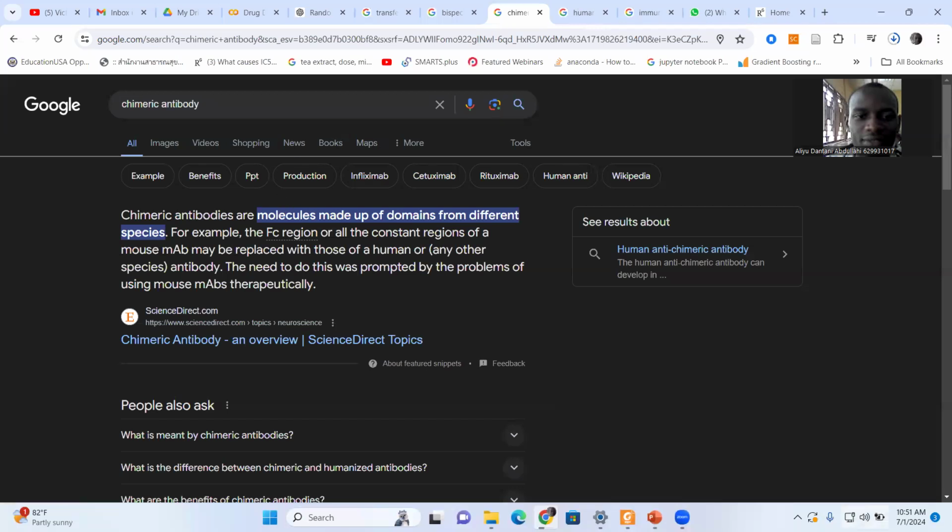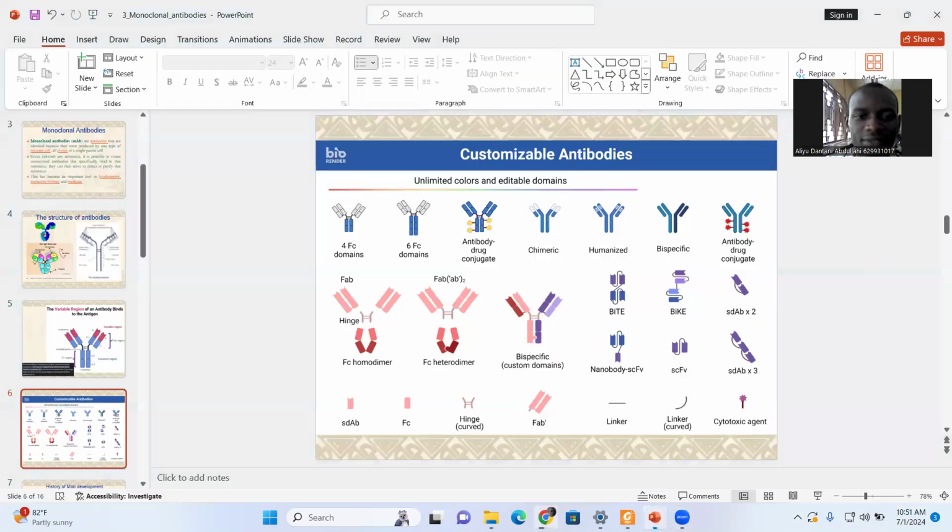What is a chimera? You should know what that is. You can browse. It shouldn't give you everything, right? Humanized antibody. What is a humanized antibody? Bispecific antibody. These are things I might ask in a test, right? So we should find out.